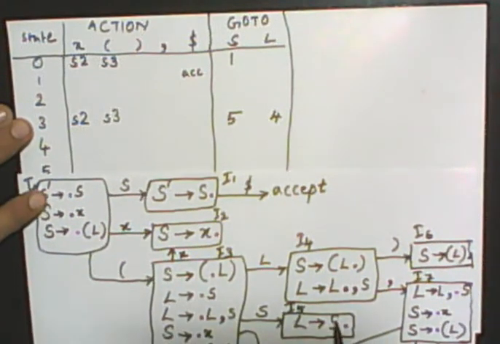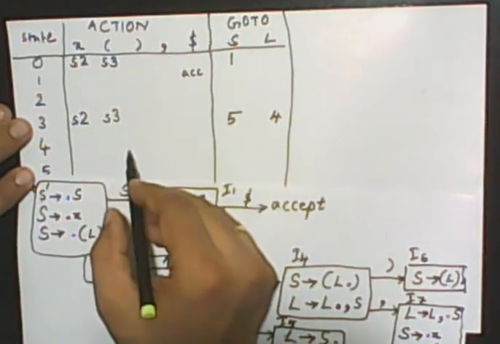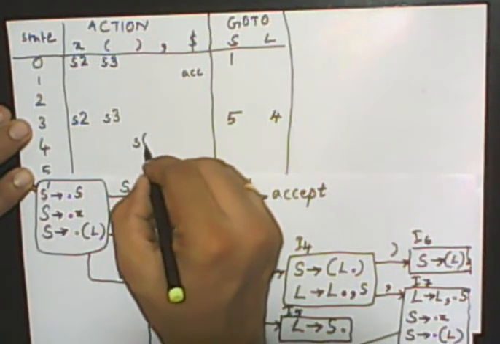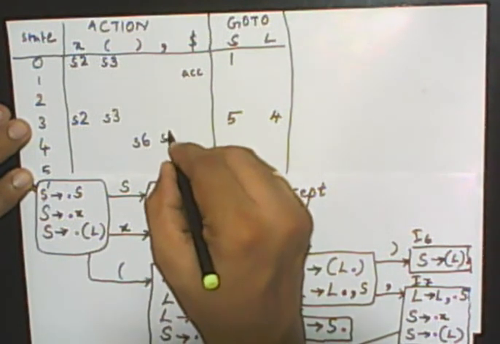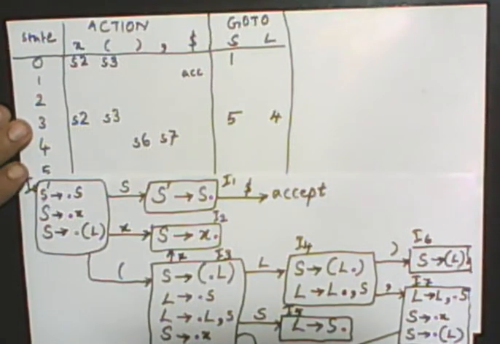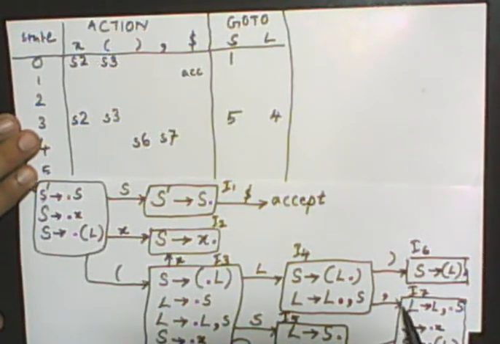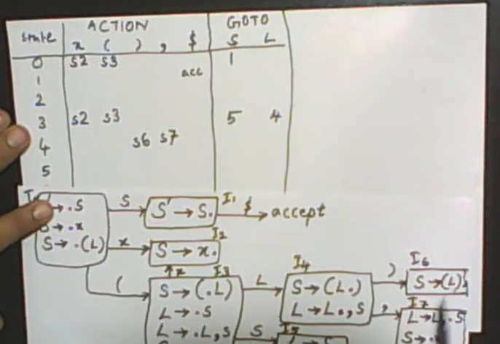Now on I4 you have right parenthesis transition and comma, so both will be shift operations. For right parenthesis, you have to mark shift 6, and for comma it goes to I7, so it will be S7 here. Now for I5 nothing, and for I6 again nothing.